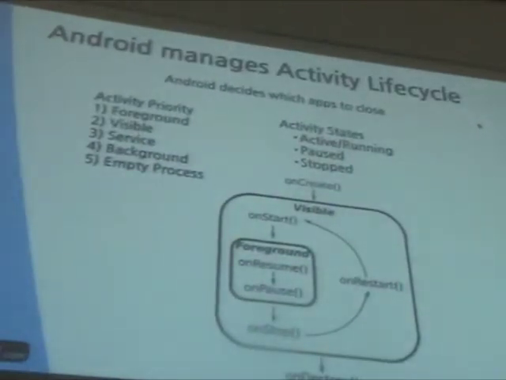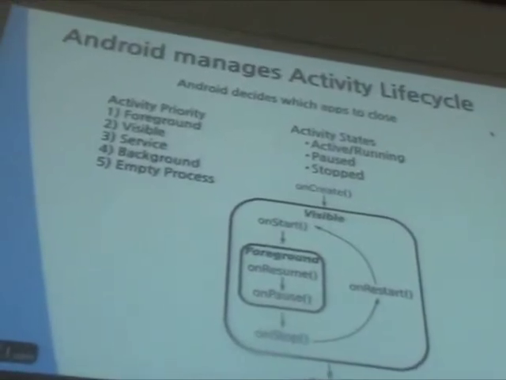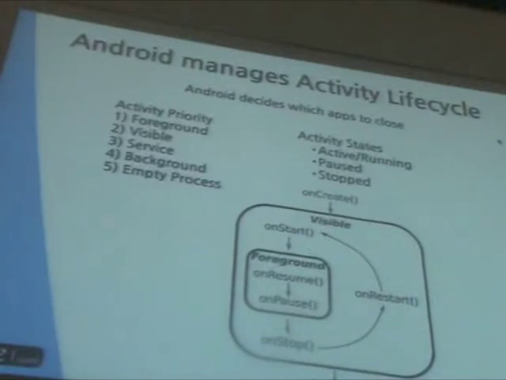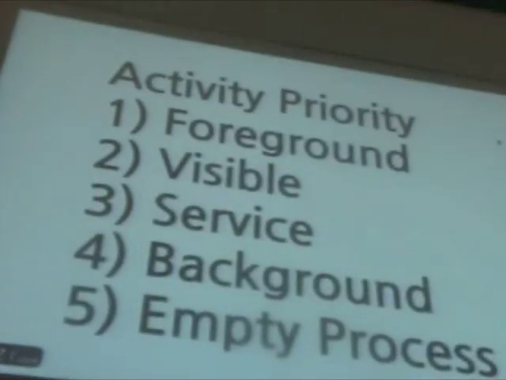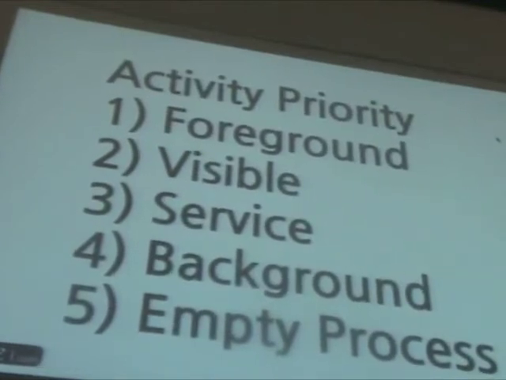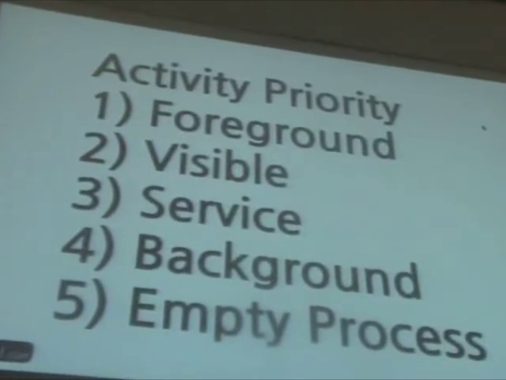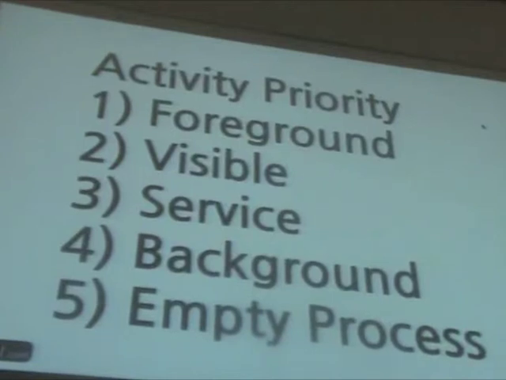Now, in order for this to work properly, Android needs to manage our activity lifecycle. So basically, Android needs to control how these activities relate to each other, and also Android is the one who decides when an activity is closed. And basically, it follows a number of priorities. An activity or a component with a high priority will not be discarded, of course. So for example, the activity with the highest priority will be the one which is at the foreground, which is visible, which is the one that the user is interacting with at the moment.